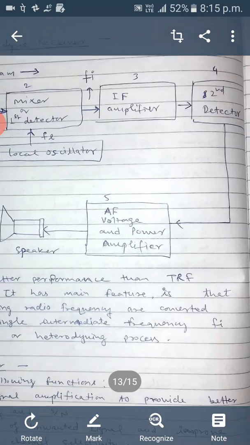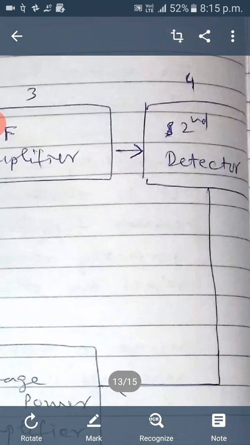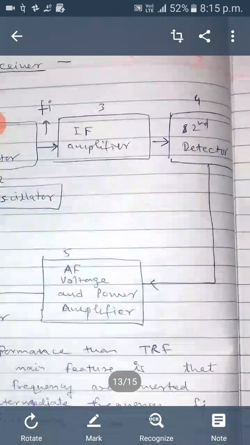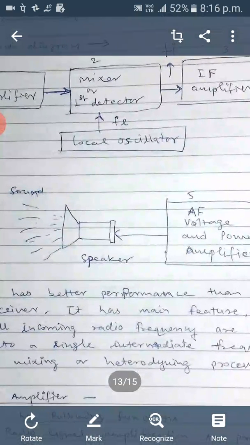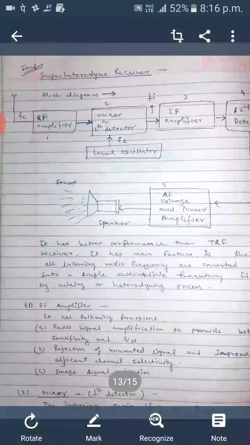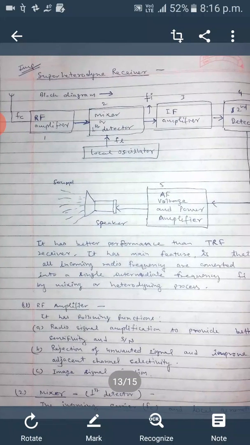It will be amplified by the IF amplifier and given to the second detector, which is normally a linear diode detector, with the function of automatic volume control. Then it is given to the audio frequency voltage and power amplifier, which amplifies the detected baseband or audio signal, and given to the speaker, which converts the electrical signal to sound signals. So that's why it has better performance than the TRF receiver, and its main feature is that all the incoming radio frequency signals are converted to a single frequency. Various blocks are explained below.